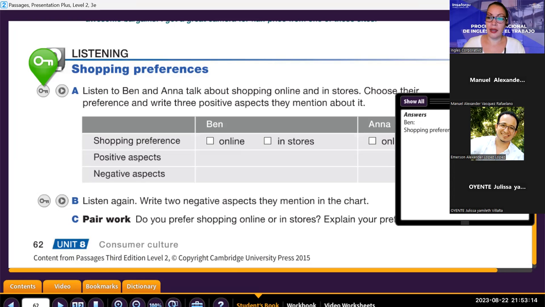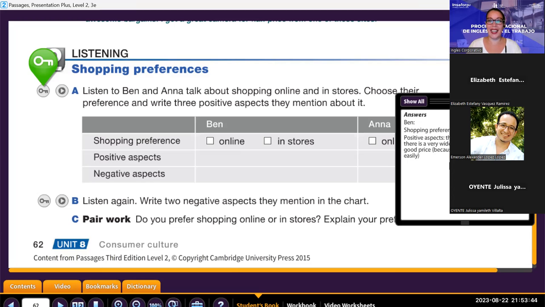That's nice. What else did he mention? Buy things anywhere. Yes, things are never sold out. There is a very wide selection. And he gets a good price because he can compare prices easily. That's it. Excellent. So you get the idea of the three positive aspects.